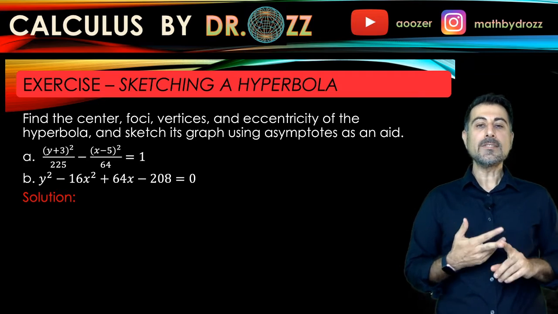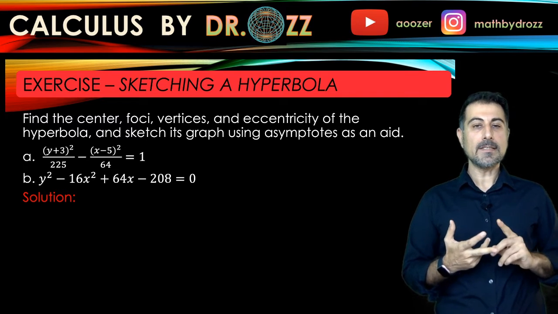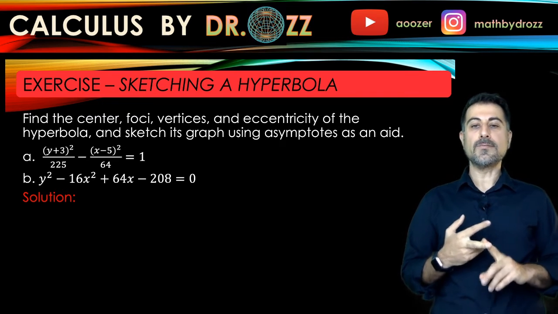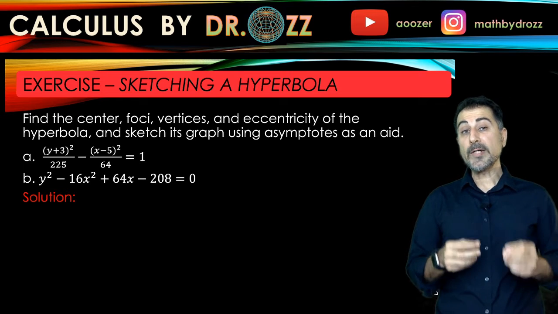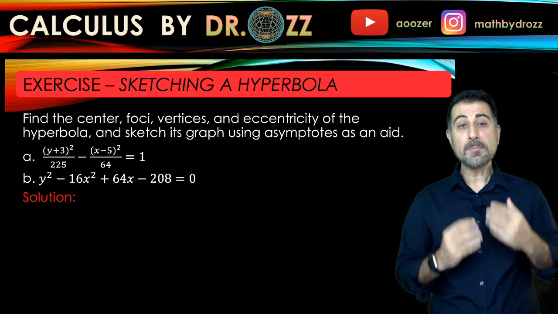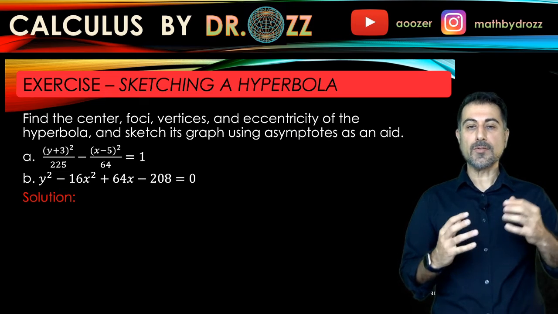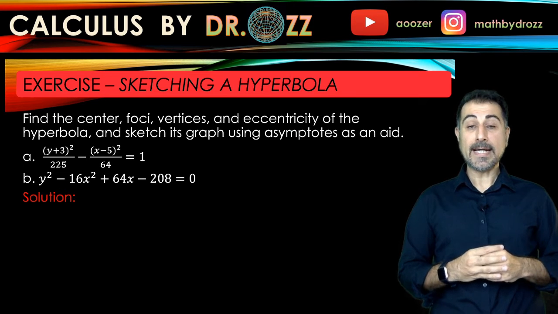And we're going to find the center, foci, vertices, and eccentricity of the hyperbola, together with the asymptotes, because hyperbolas have asymptotes, so we also have to find exactly what they are.